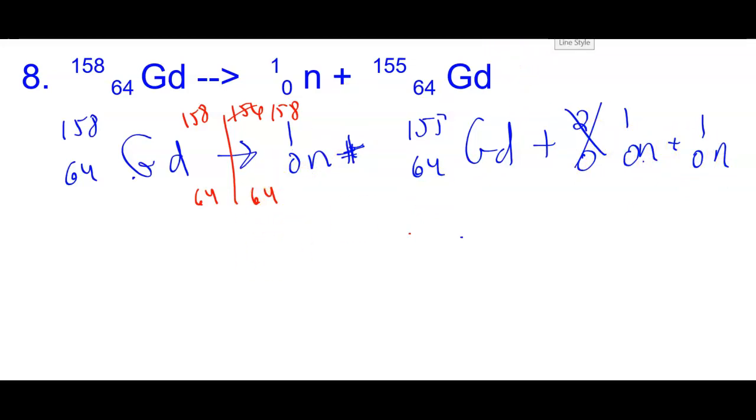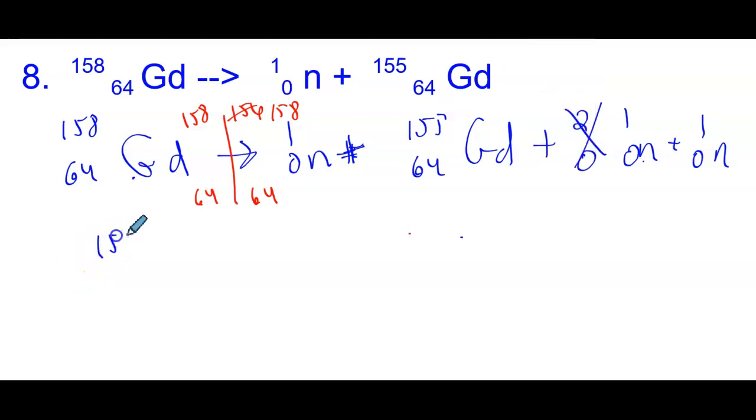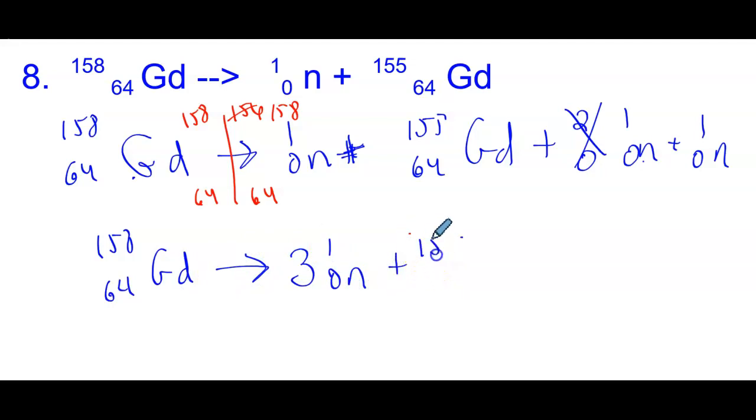Now, you can clean this up and write this properly as such. I don't really care which way you leave it. Unless I ask you specifically, you can leave it like it is up above. This would be 3 10n, 3 neutron particles, or 155,64Gd.